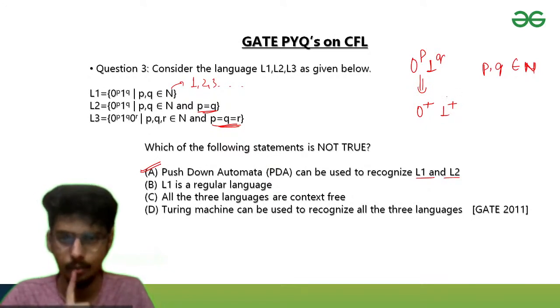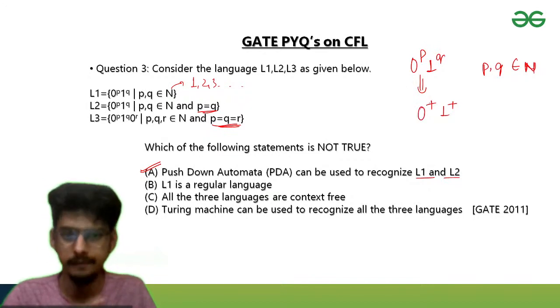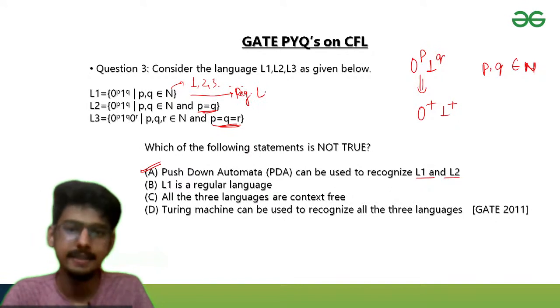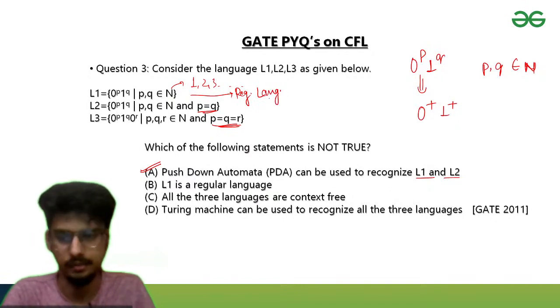Plus tells me that one element I will see. If it was a star, if it was whole numbers in place of natural numbers, then I could also have seen zero number of zeros. In that case it would have been star over here, but since I have to see at least one 0, it will be plus. So this is actually a regular language, and if it is a regular language, then it will definitely be context free.